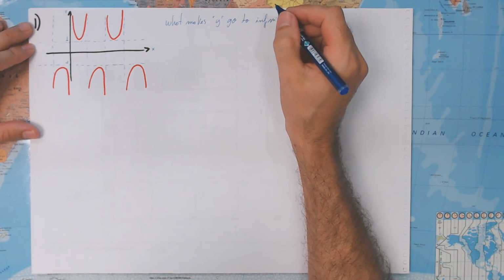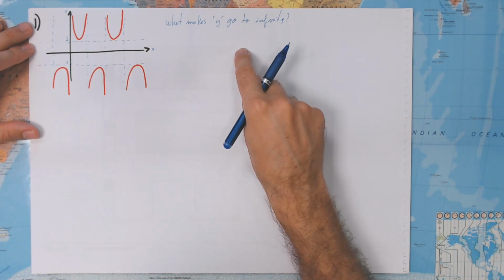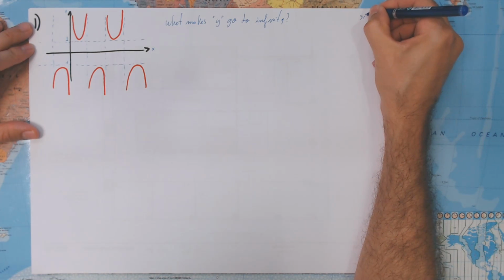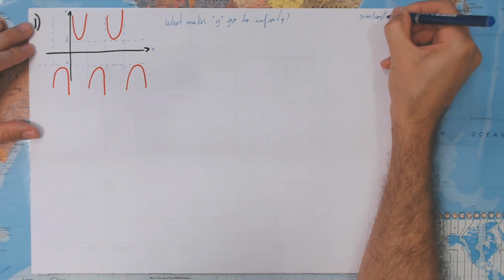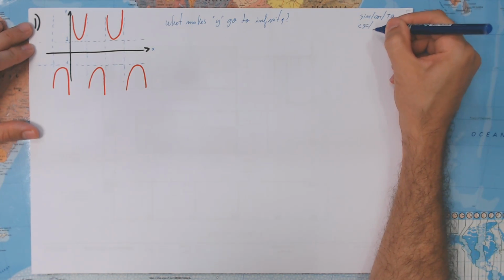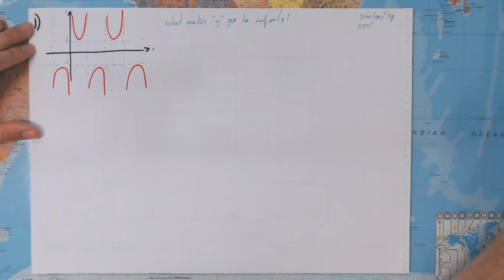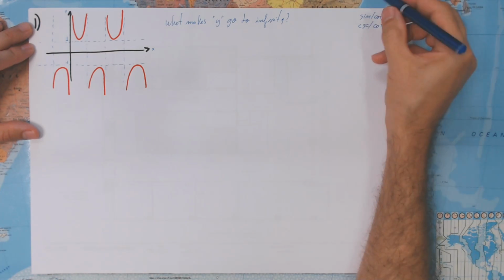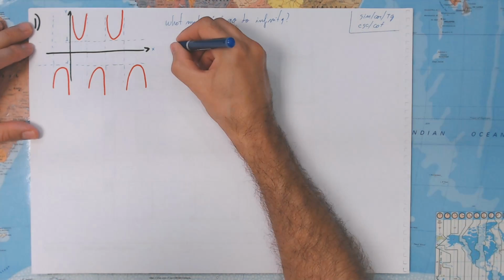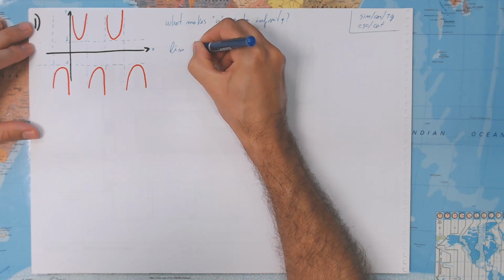Usually, it could be x goes to infinity, but I'm trying to find something like sine or cosine or tangent or cosecant or cotangent and so on. I'm trying to find something like this. So what should we think about first? Well, we are going to think about the limit of 1 over x.